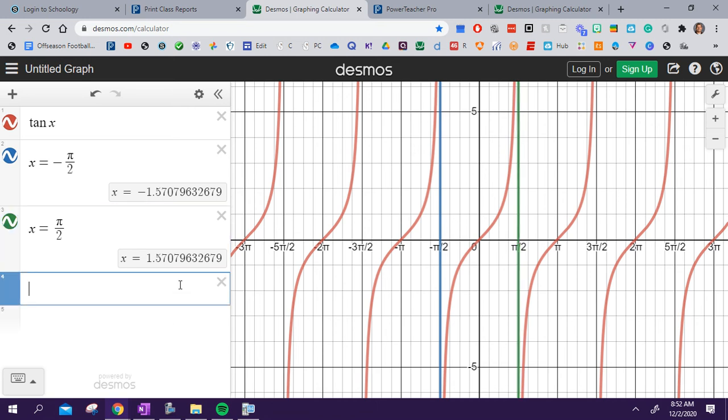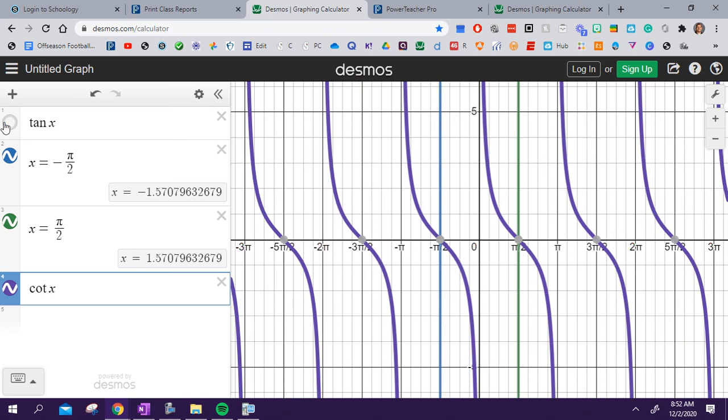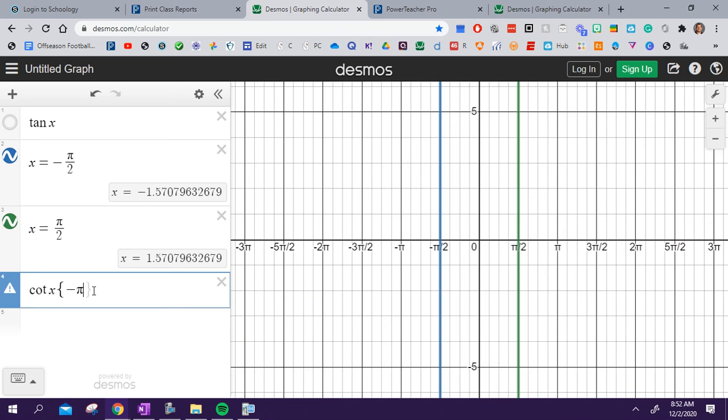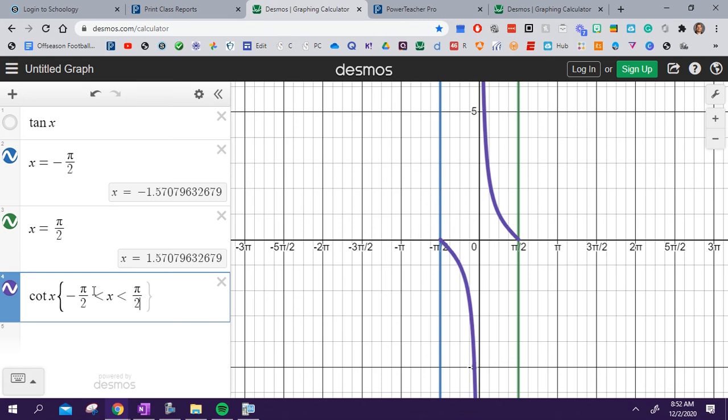Now let's think about cotangent. Okay, there's my cotangent graph. Does it make sense to go between negative pi over 2 and pi over 2 for a cotangent graph? No, because if I looked at that, so I'm going to restrict it to negative pi over 2 and pi over 2. That's what I would get. That's not a full continuous graph. We get this undefined thing in the middle. So that's not what I want.